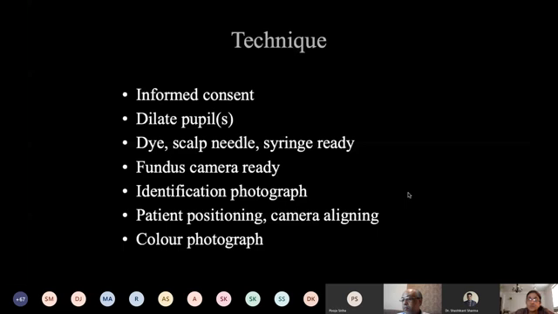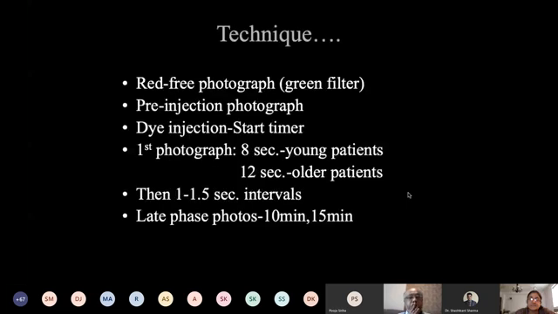So the first step is to do a red-free photograph, which is with the use of the green filter. This is an extremely important photograph. I think you had a discussion yesterday also, that when we are using indirect ophthalmoscopy, we sometimes use a blue filter and sometimes a green filter. Now we know that the green filter is extremely important for identifying pathologies or lesions, like a microaneurysm, or for seeing the blood vessels, which are better delineated with a green filter.